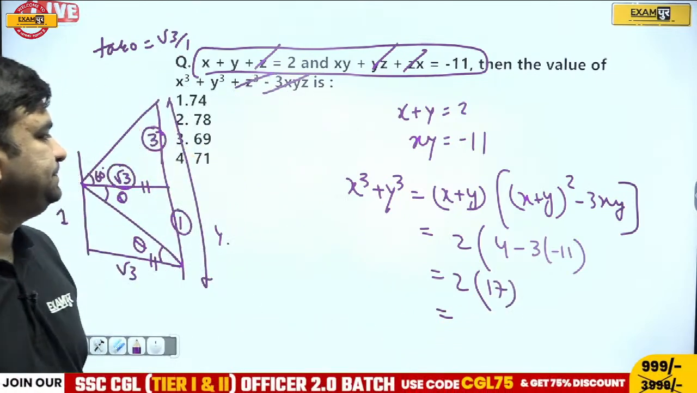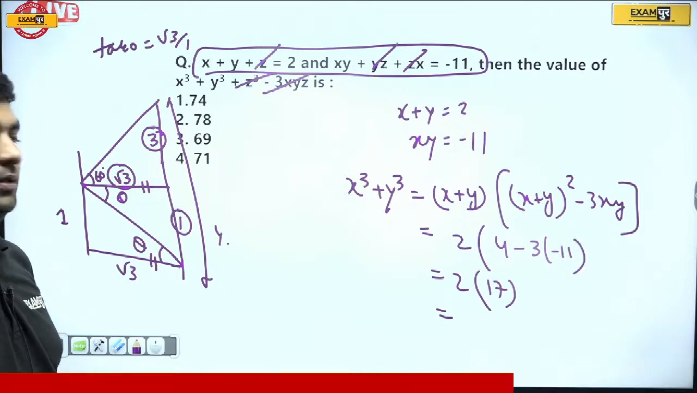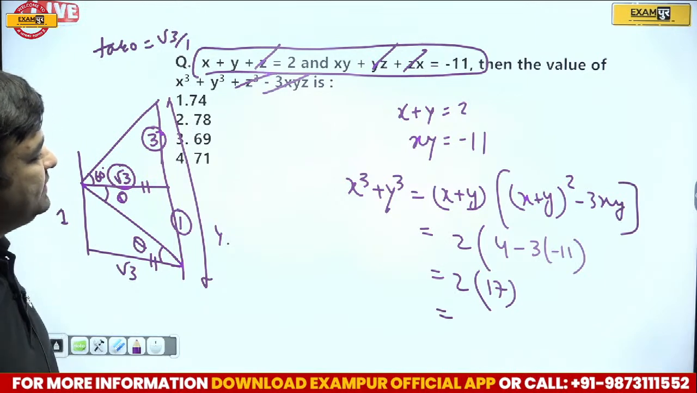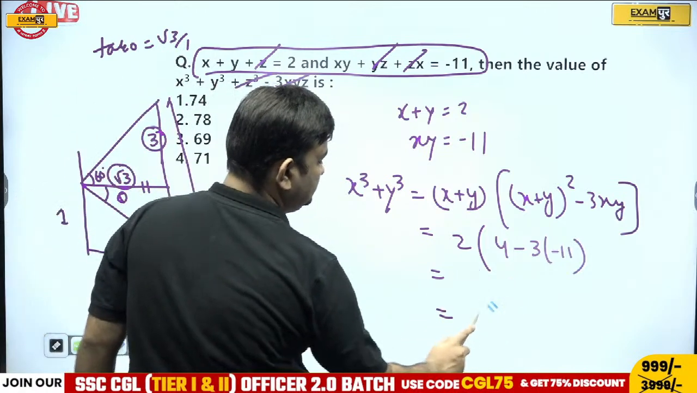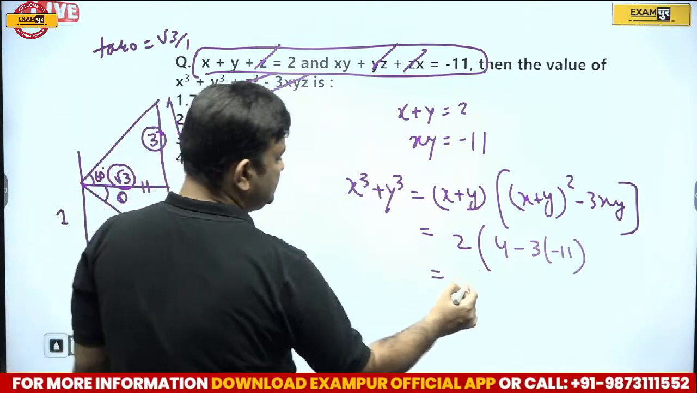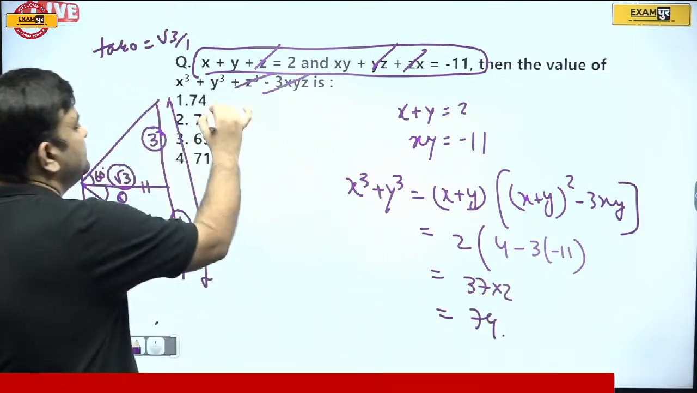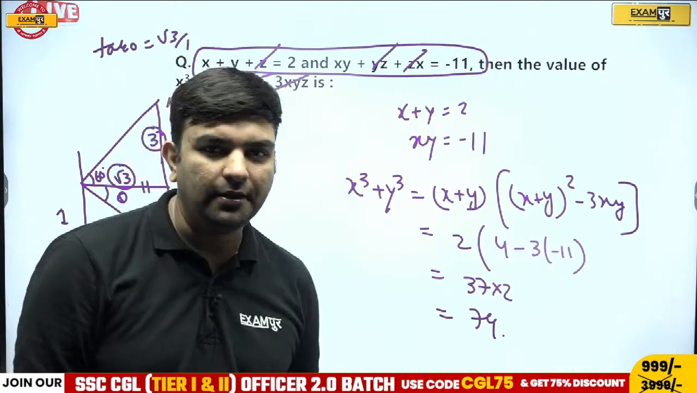Two squared is 4, minus 3 times minus 11. It's 33 plus 4, 37, into 2, 74 is the answer. Well done, Gopi, Shai, Haris, and all. Let's move on.